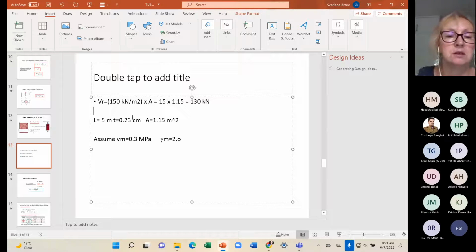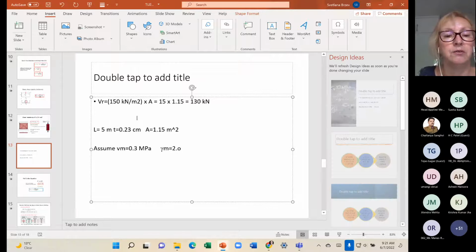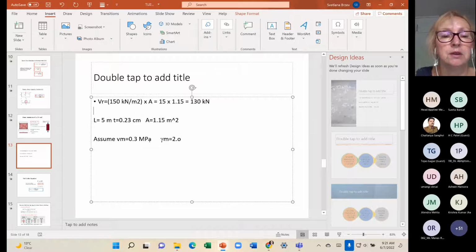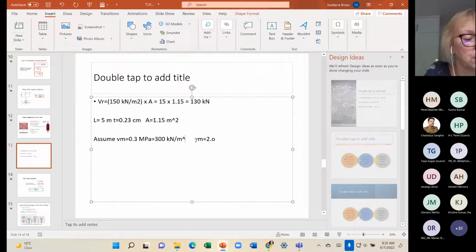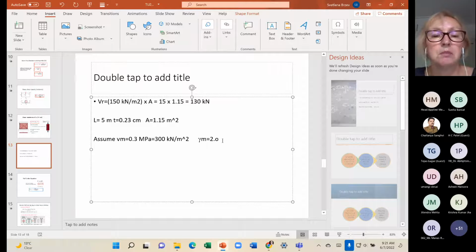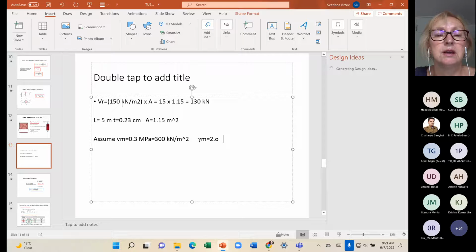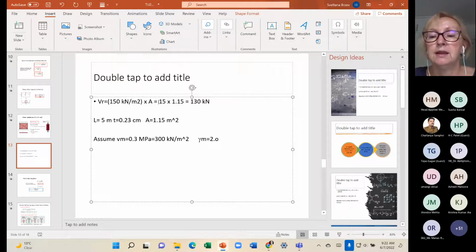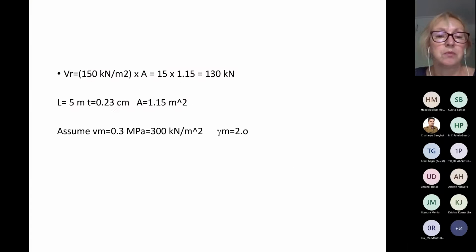And just to repeat, this value of 150: Vm is 0.3 megapascal, or 300 kilonewtons per square meter. So you'll have to write this if you want to keep it. I can keep it as a slide. And if you divide 300 by 2, you will get this value of 150, and then that is that force. So I will now go back to presentation mode.